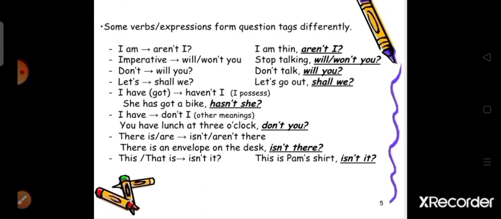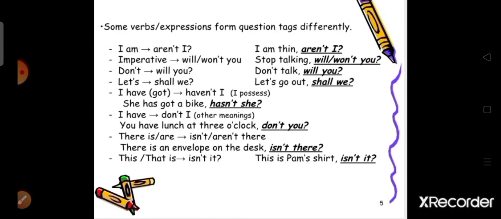For I have, we use the possessive, haven't I. Okay. He has got a bike, hasn't he? As in she. For I have, that means don't I in the other senses, with other meanings. You have lunch at 3 o'clock, don't you? Here, have is a present formation. Okay. Here, have is not an auxiliary verb. So, we use don't you.